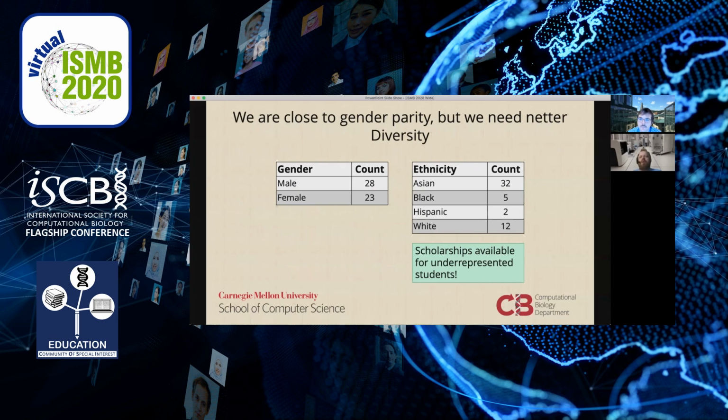Another part of this that's important to us is that we're consistently trying to improve gender parity and diversity. So this year we have actually added a number of scholarships as a result of a generous donation to the CompBio department. And we've improved our diversity, but there's still more to do.